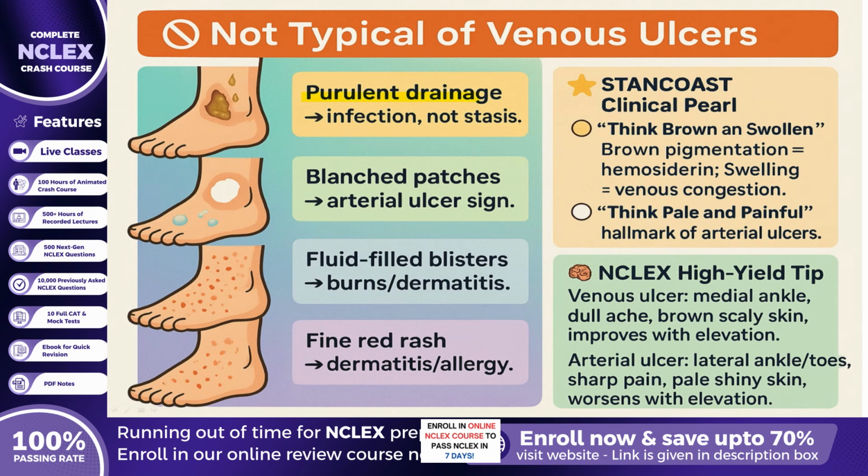In contrast, think pale and painful for arterial ulcers. Finally, the NCLEX high-yield concept emphasizes that venous stasis ulcers stem from impaired venous return, not arterial blockage. To differentiate during exams, remember these quick contrasts. Venous ulcers commonly appear on the medial ankle or lower leg, cause dull aching pain, show brown and scaly skin, and are accompanied by edema that improves with elevation.